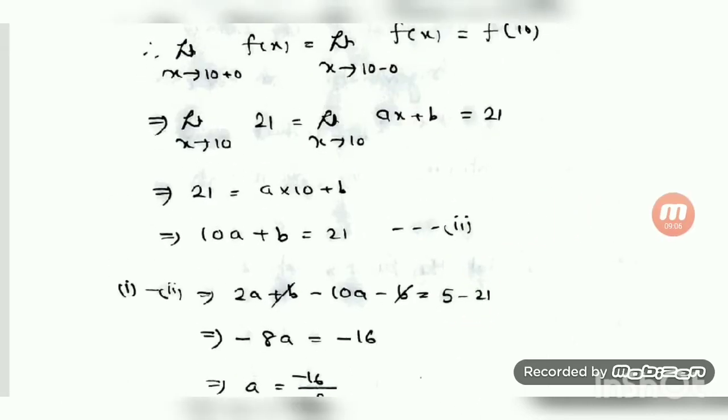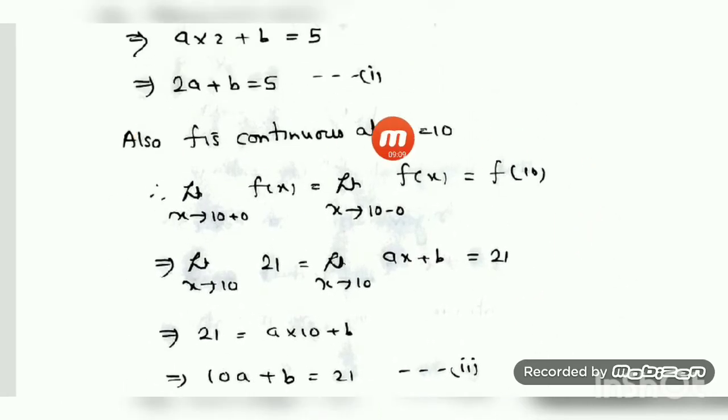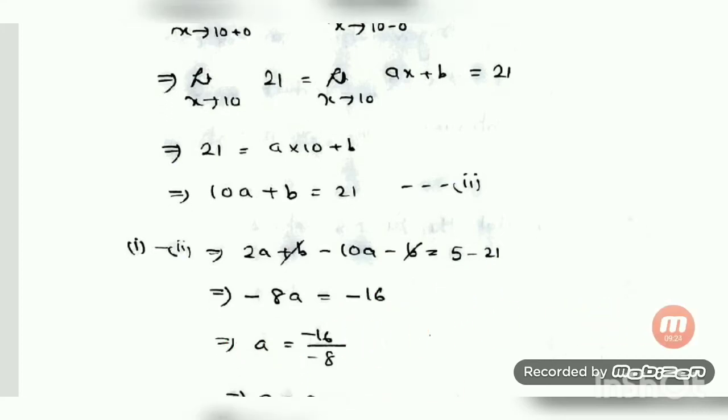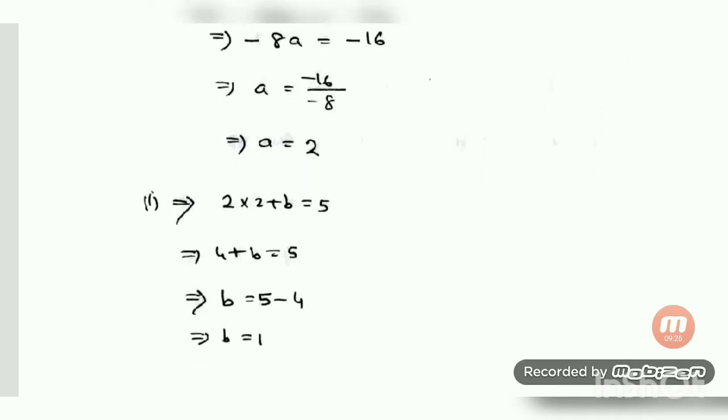So your left side is what here? It is 2a plus b minus 10a minus b. Okay, this is your left hand side. And the right hand side is 5 minus 21. b and b will be cancelled out. So what is left? Minus 8a is equal to, here on the right side we have minus 16, and then a is equal to minus 16 by minus 8, which is equal to what?